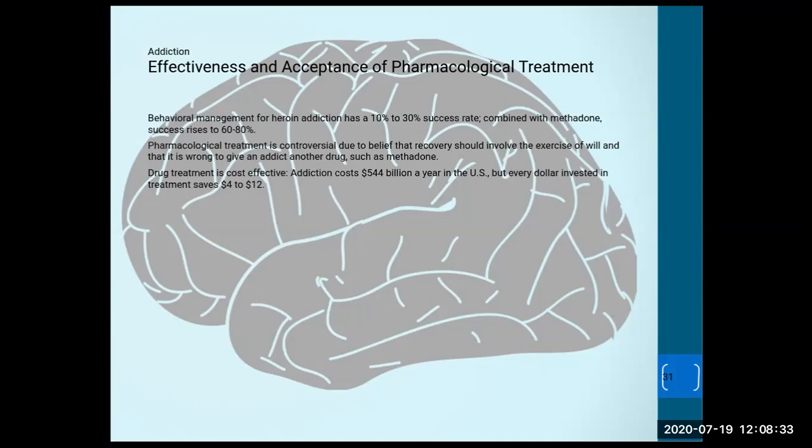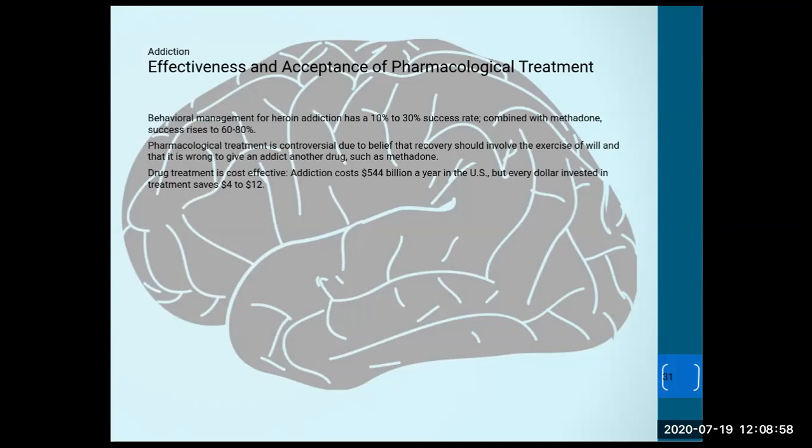Again, we've learned over time that methadone is not the way to go for this, but we did see a lot of effectiveness, which is why President Reagan originally gave the go-ahead for so many methadone clinics around the US in the 1980s. Again, pharmacological treatment is controversial.